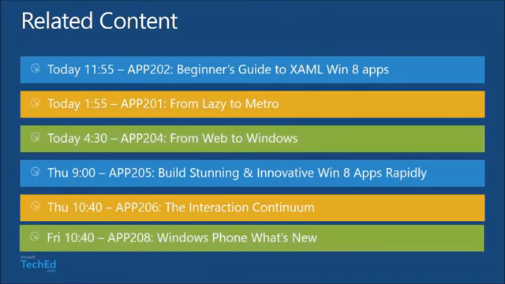The Marker Metro guys are doing the beginner's guide to XAML and Windows 8 apps. The Metro Tube, Lazy Worm guys are here talking about from lazy to Metro. So they're talking about the Metro Tube app and the Tweetro app that they've built and their design process and how they've brought that together with development and design. From web to Windows, so this one is the NV Interactive guys talking about how they've taken their web production studio and turned it into an app factory for creating Windows apps using HTML and CSS.